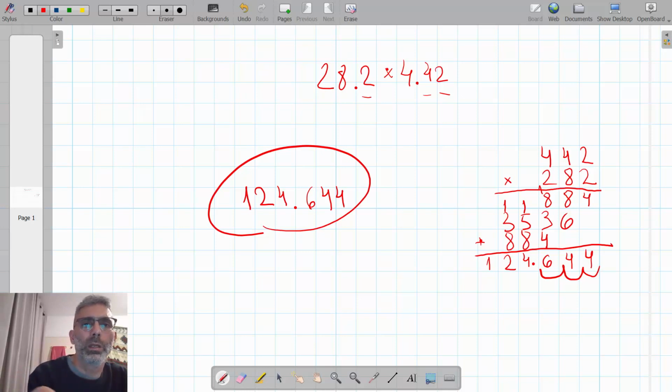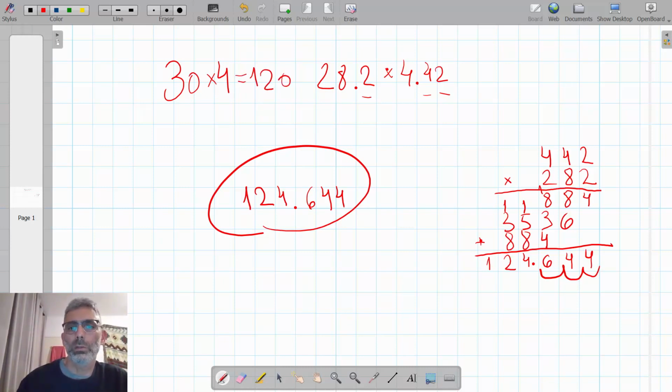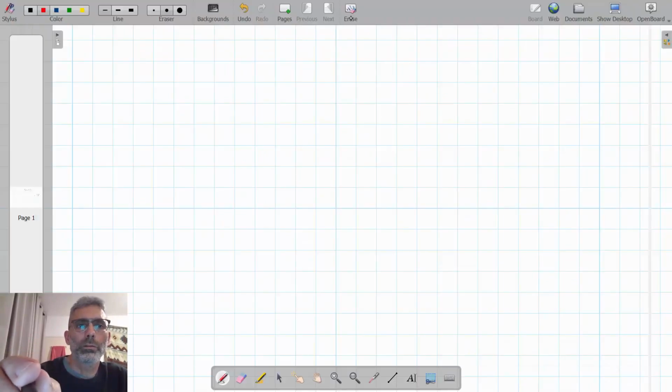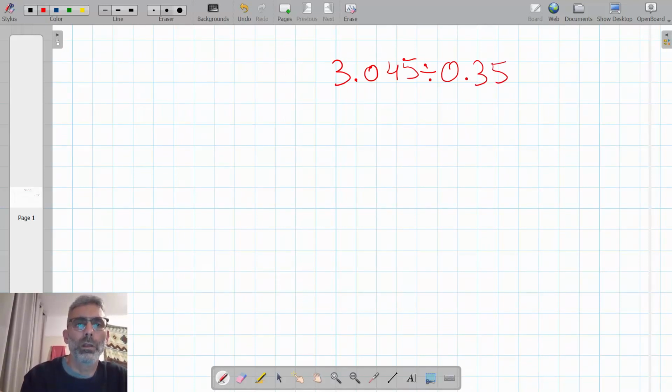If I multiply, let's round this to 30 times, let's say 4. So that's 120. Yeah, so it's close. It's reasonable. 124.644. Next, 3.045 divided by 0.35. I want the divisor.